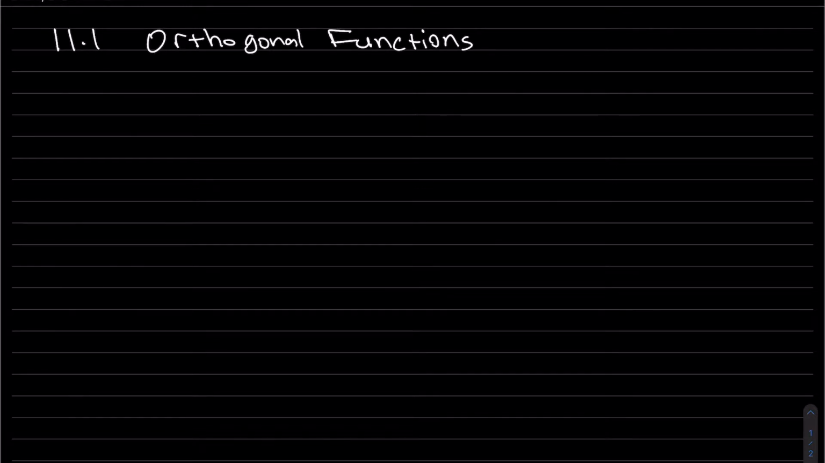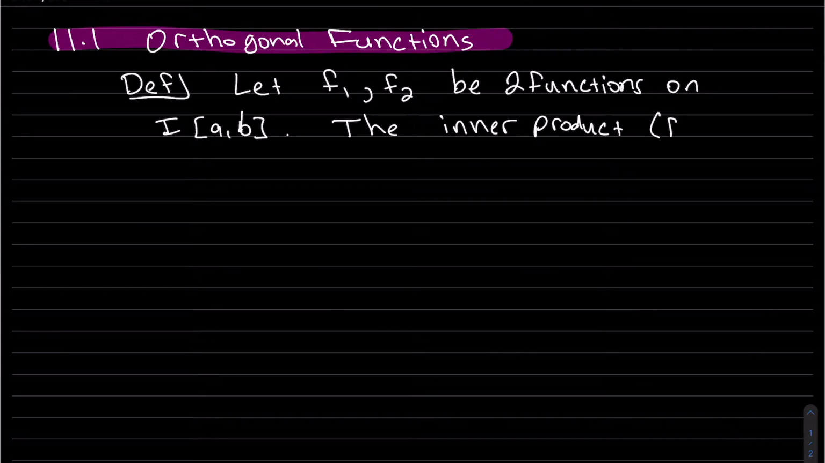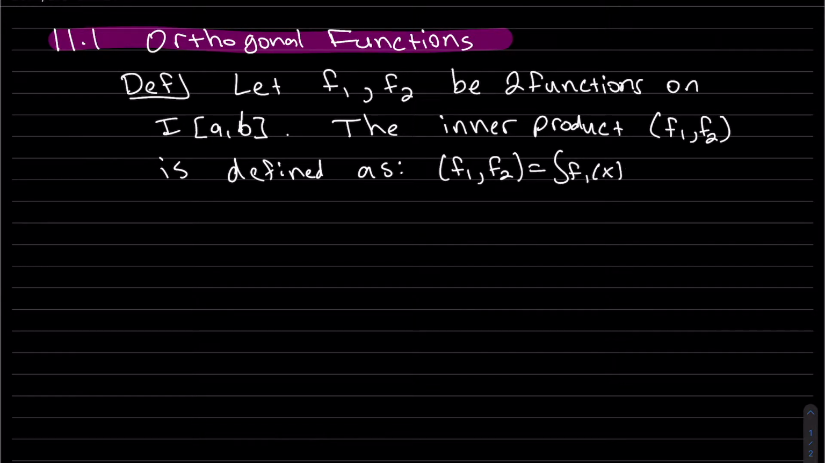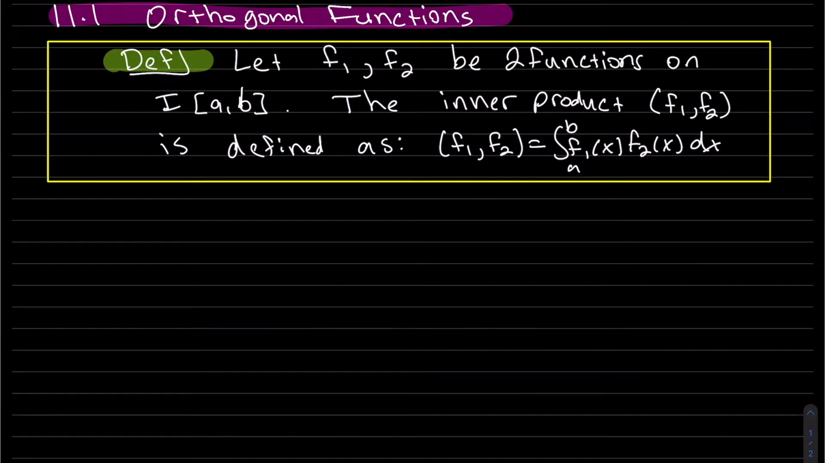Okay, so this is 11.1, orthogonal functions. We're going to start off with the definition. We have two functions on the interval [a, b], and the inner product of the two functions, f1 and f2, is defined as the integral from a to b of the multiplication of the two functions.